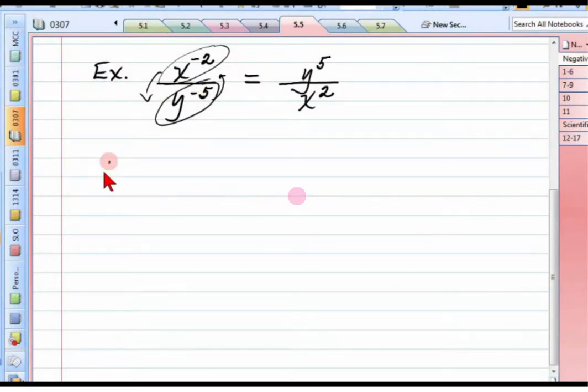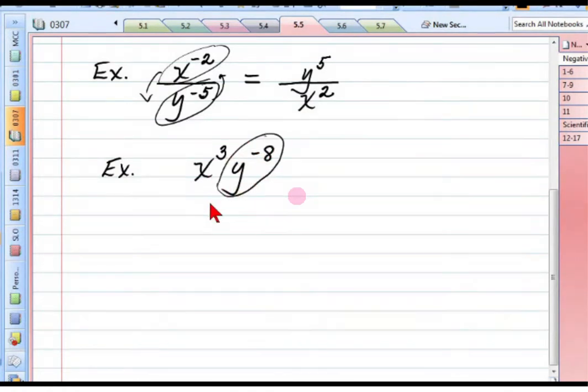Sometimes, one last one, if you had, say, x to the third, y to the negative 8. Do you agree that that is an inappropriate form? Do both of these bases have negative exponents? No, only this base does, so only this base moves. This will become, well, I know that the y to the positive 8 is going to be in the bottom. Where does the x to the third go? It stays on top. There was no motivation to move it. It didn't move. Is that okay?